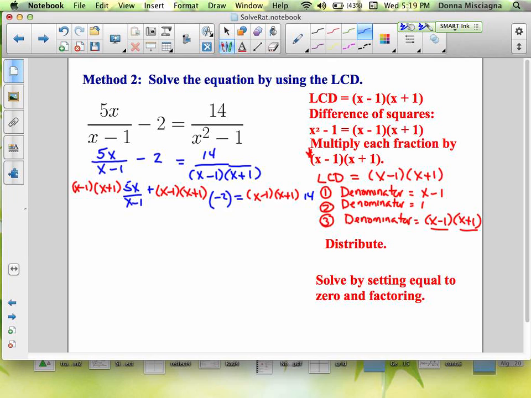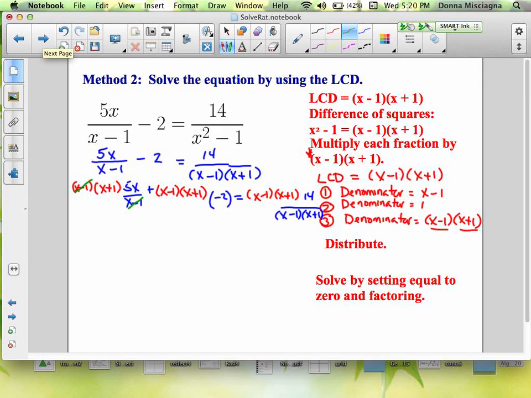All right, so every term got multiplied by the least common denominator. And what that's going to do is cancel out our denominators, which is great. Then we'll have something polynomial that we can solve. So here, the x minus 1's cancel.